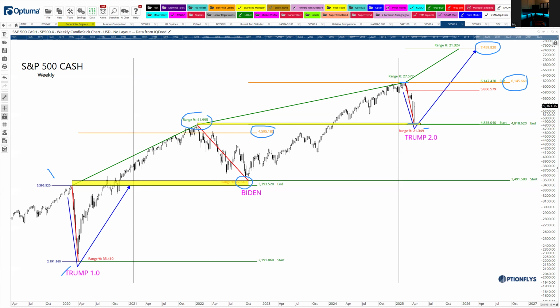The only thing that we're going to watch in the coming weeks is, are we going to do this or are we going to do this? If you notice, I'm showing you all this as well. Are we going to make a U shape or are we going to make a V shape?